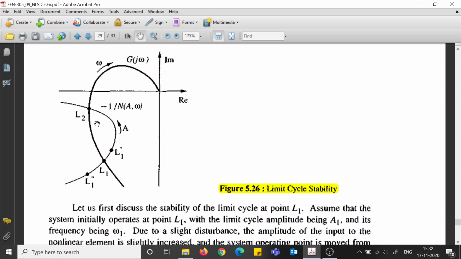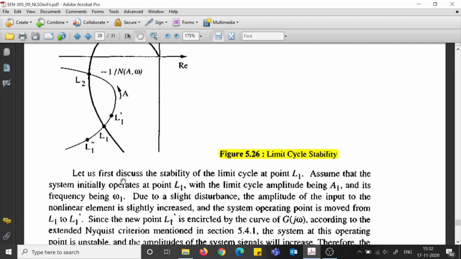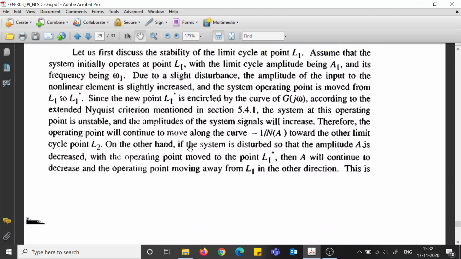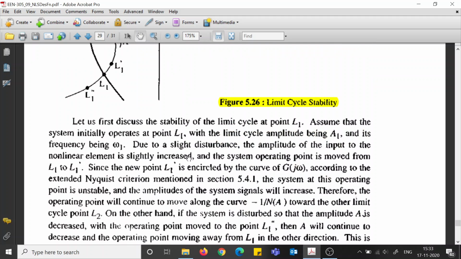Here your A is increasing in this direction. Now let us see the stability of the point L1.